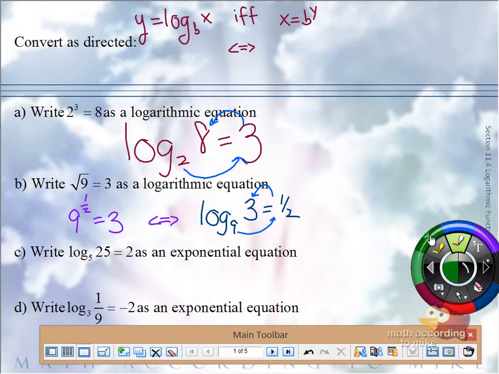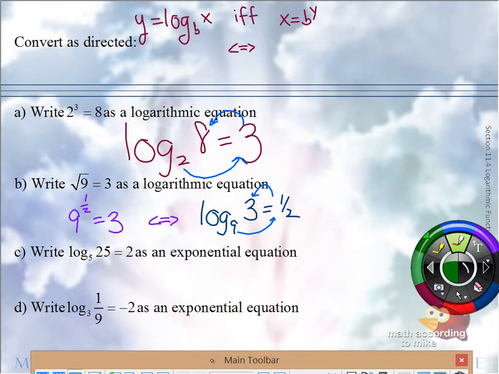All right, C. It's a logarithmic equation. We're going to write it now as an exponential equation. What's the base of the log? 5 raised to the 2 equals 25. Very good, 5 to the 2 is 25. So this statement, log base 5 of 25 equals 2, is equivalent to the statement 5 squared equals 25. You happen to be used to the latter one there. They say the exact same thing, just 2 different ways.